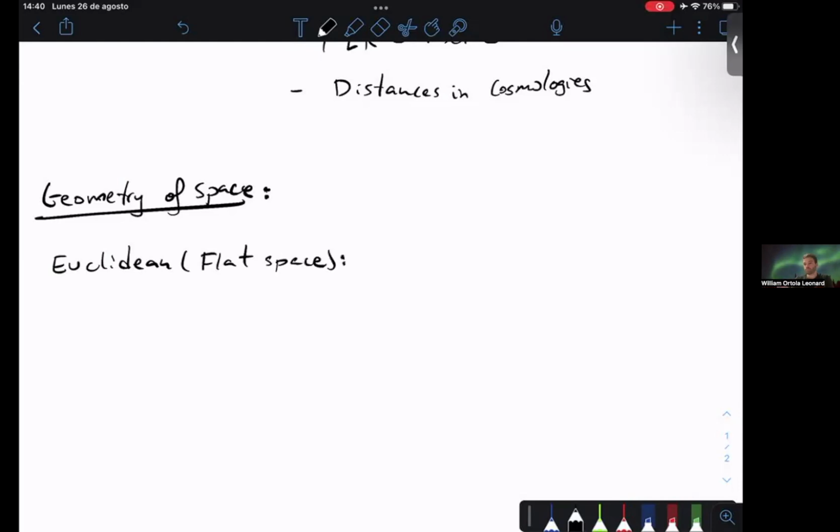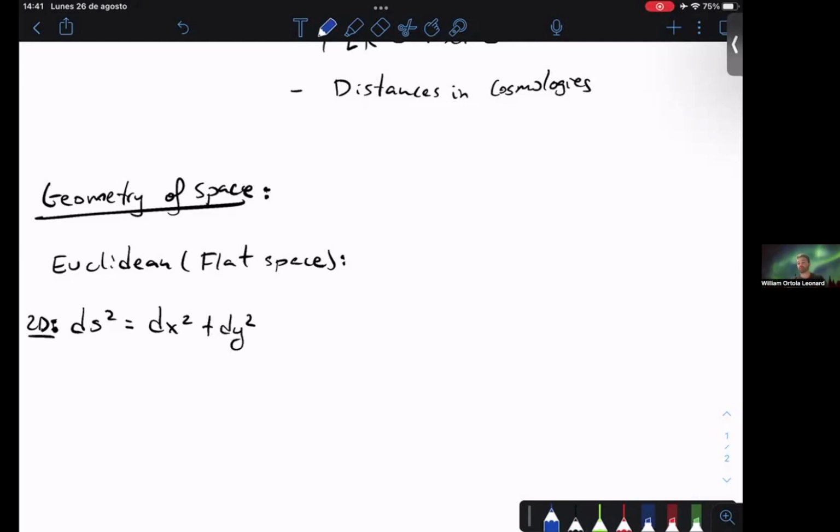Basically any geometry can be represented with its metric, as we saw in the past video, because it describes how, for example, two points are separated, whether they have curvature, whether it's expanding. In this case, just looking at the geometry, the metric can be written as ds squared equals dx squared plus dy squared. This is two-dimensional, so we're going to start with a two-dimensional space.